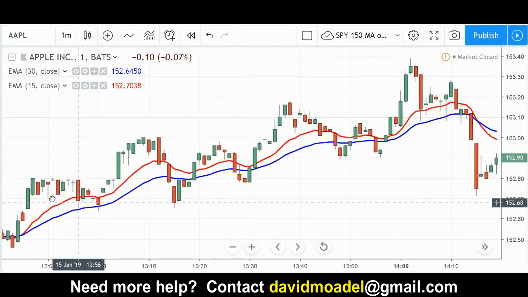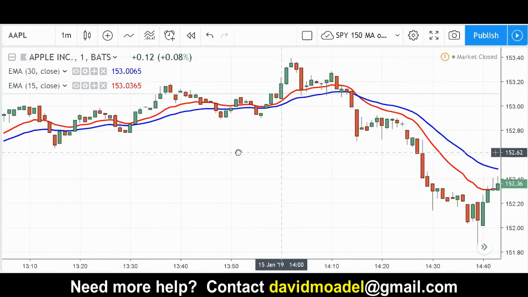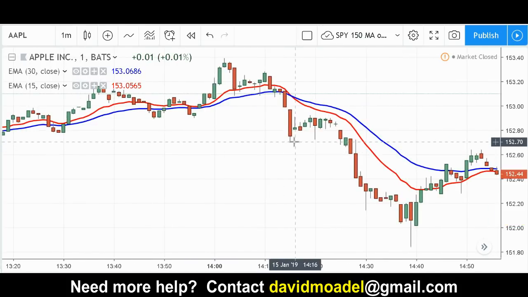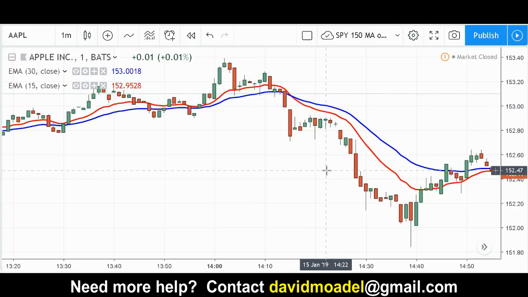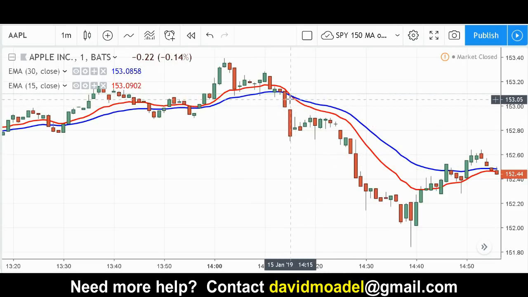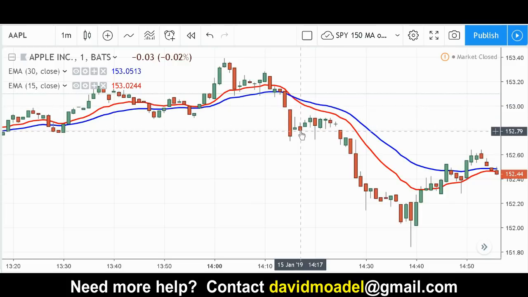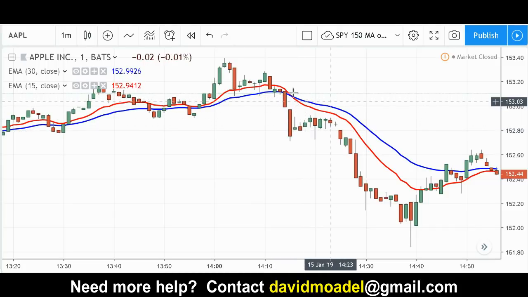And then to close out your long position and possibly start a short position, if you choose to do that, the two conditions would be wait until not only the faster moving average clearly breaks below the slower moving average, but also you wait until the current candle has a closing price below the slower moving average, which in this case is the 30 or the blue line.